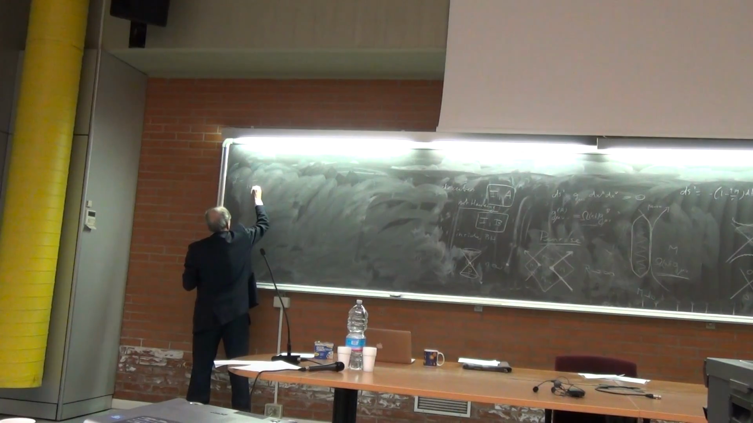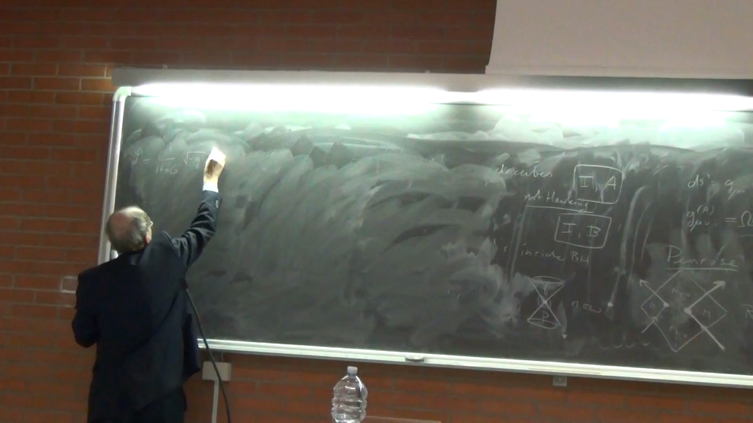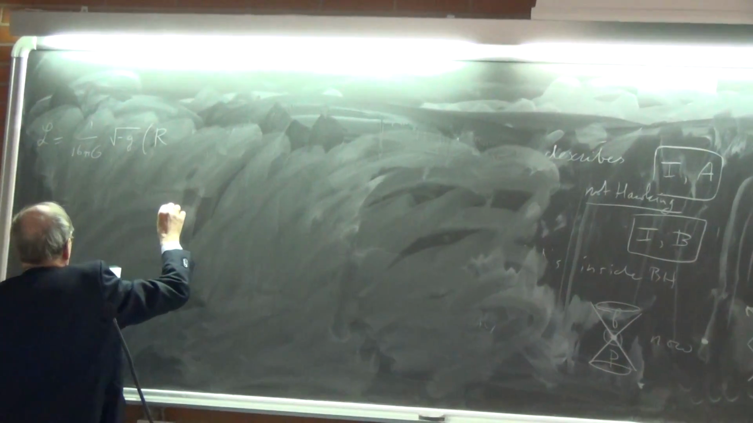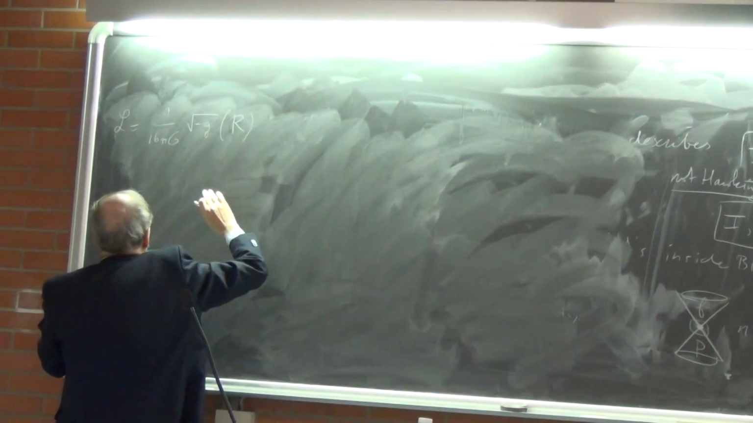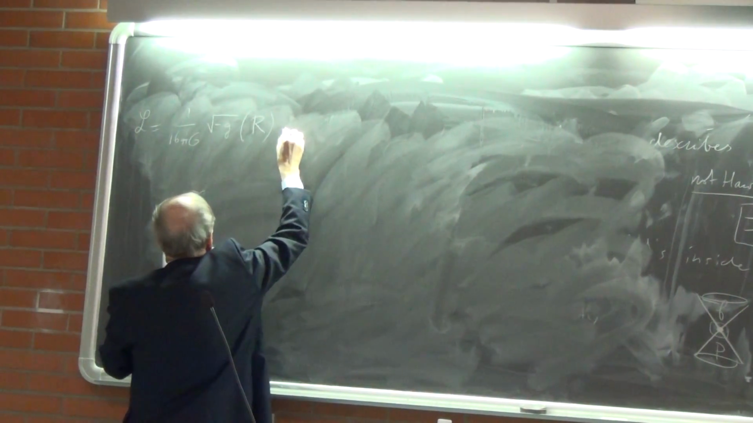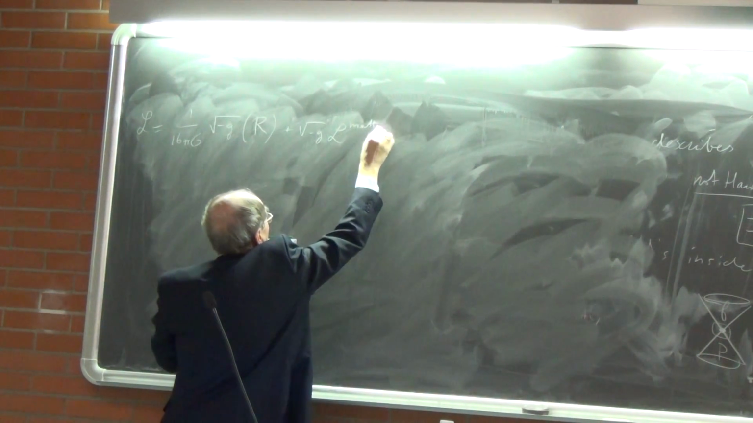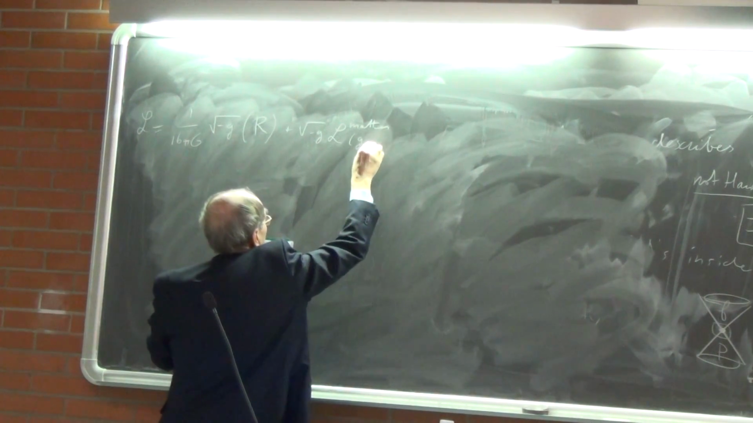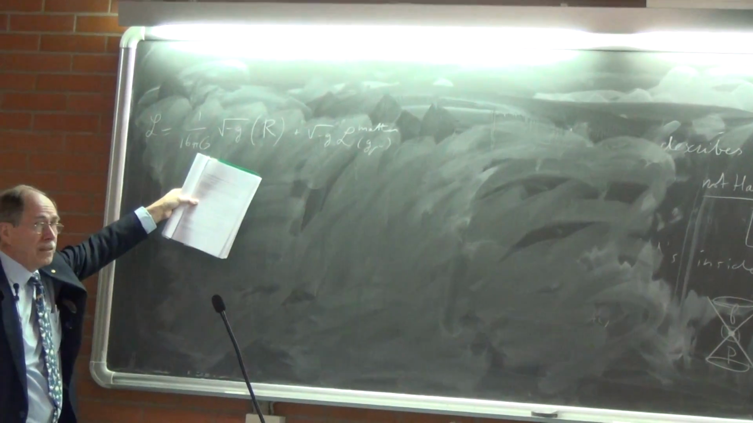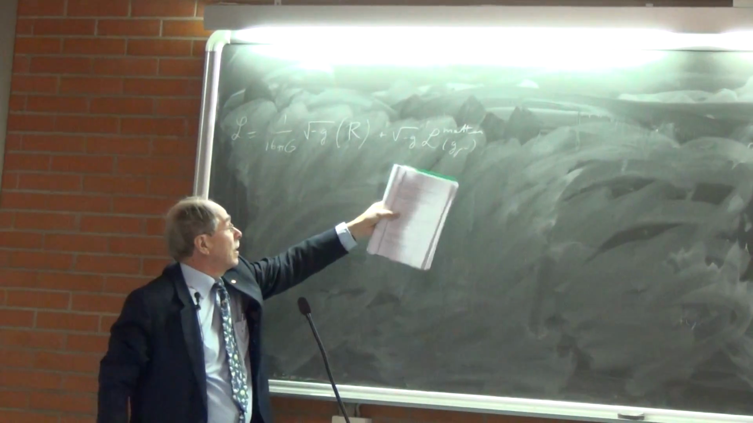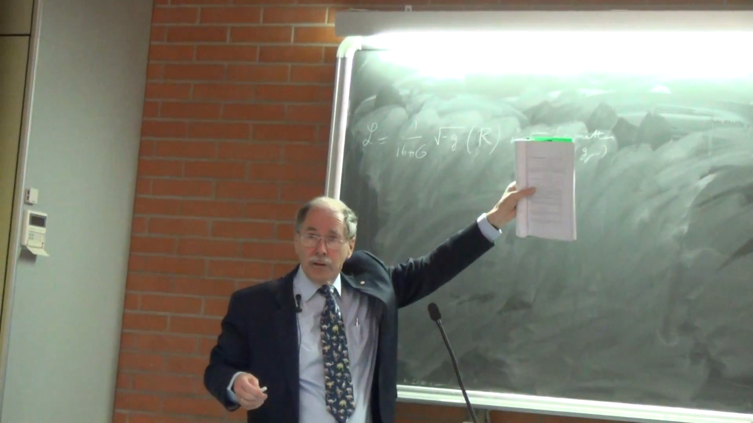Over 16 pi G, and then there's the square root of minus g, and there's the Ricci scalar R here, and then there is plus square root of g, and then the L of matter. The L of matter contains g mu nu as well, of course. This is gravity, with Newton's constant downstairs, and this is the matter Lagrangian. Together, the matter Lagrangian is an entire standard model, whatever it is.